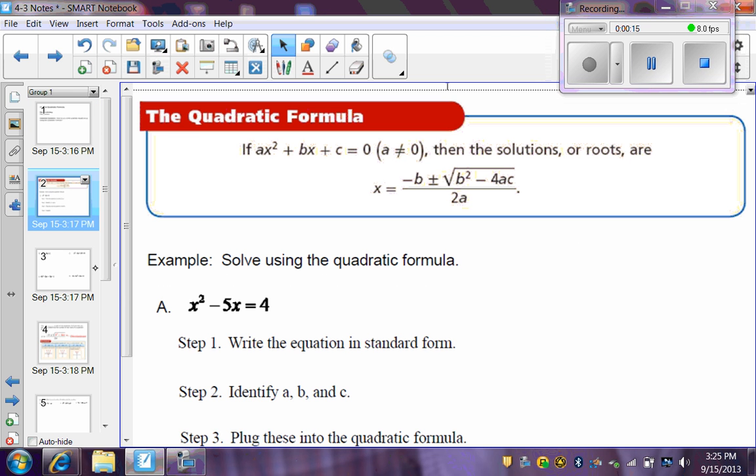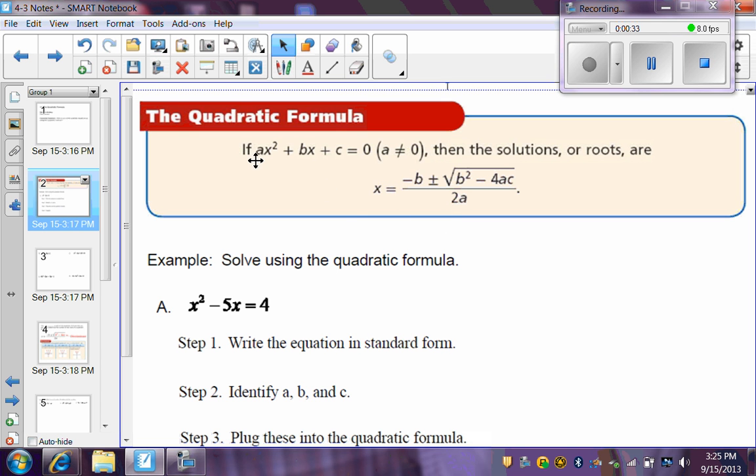Now, if you notice on the formula sheet that you've been provided that's given on the EOCT, the quadratic formula is on there, so you do not have to memorize this formula. It will be provided for you on the test and quiz. However, you do need to know how to use it and where the letters are coming from.